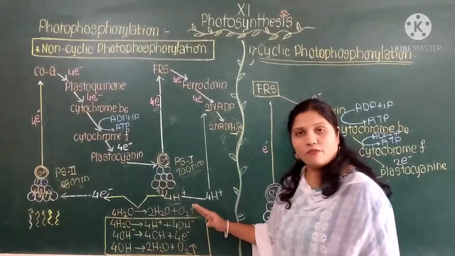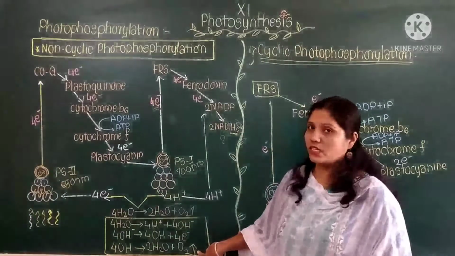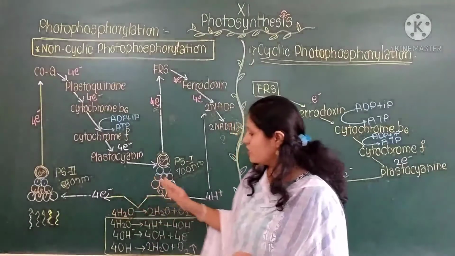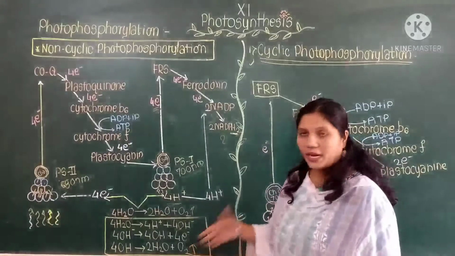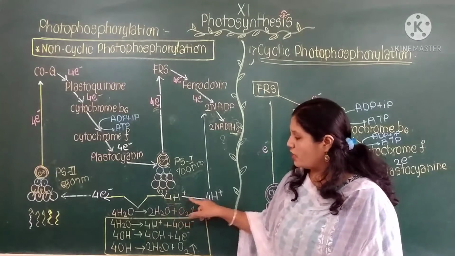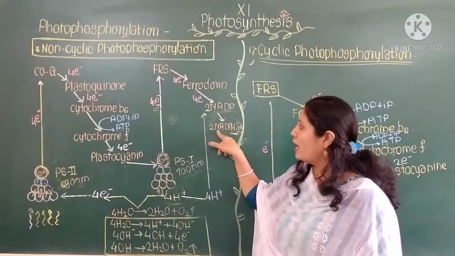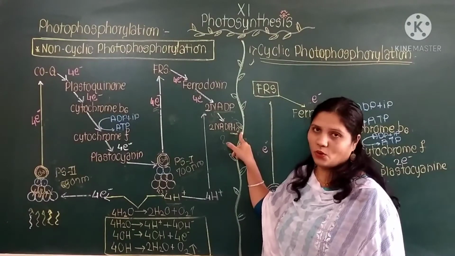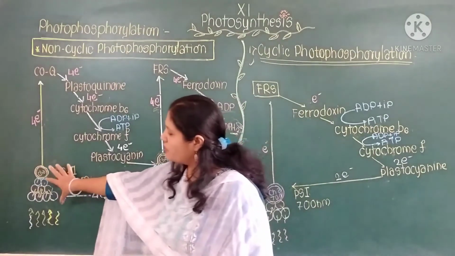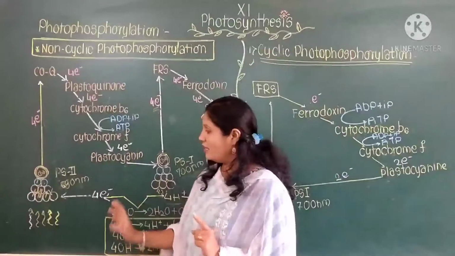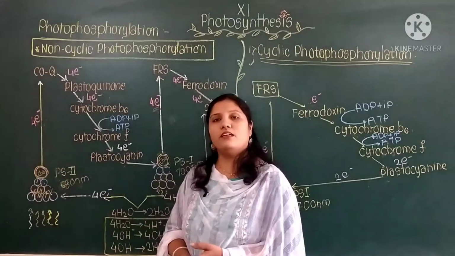In this square I have already explained the photolysis of water. During the photolysis of water, oxygen is evolved. That means 4 electrons are produced, 4 hydrogen atoms are produced, and oxygen is also evolved. This oxygen enters into the atmosphere, and the hydrogen binds to the NADP and forms NADPH2. Then the electrons produced from the photolysis of water are transported towards photosystem second. See here, this electron is not the same electron which was emitted earlier. This electron is a different one.